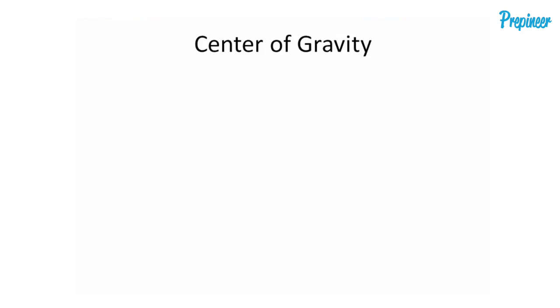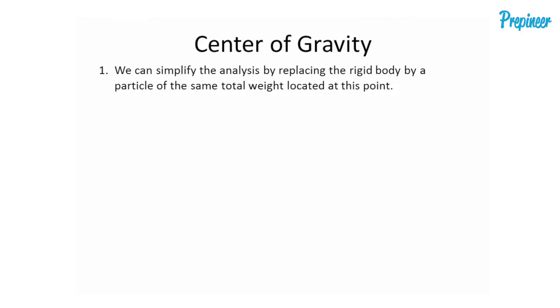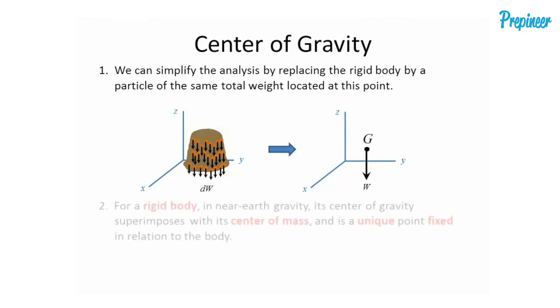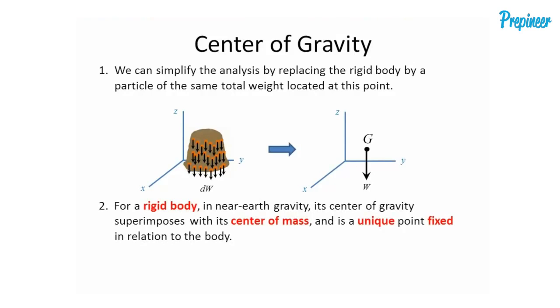So why do we want to find the center of gravity? As you can see, if we do know its location, in some cases it is convenient for us to replace a rigid body by a particle located at this point. For a rigid body, in general near-Earth situation, when the gravitational acceleration g can be considered as a constant, about 9.81 meters per second squared as we know it, the center of gravity is the same point as the center of mass for this rigid body. And it is a unique point fixed in relation to this body, which means that if you move the body around or rotate it, the center of gravity stays at the same point relative to the body.